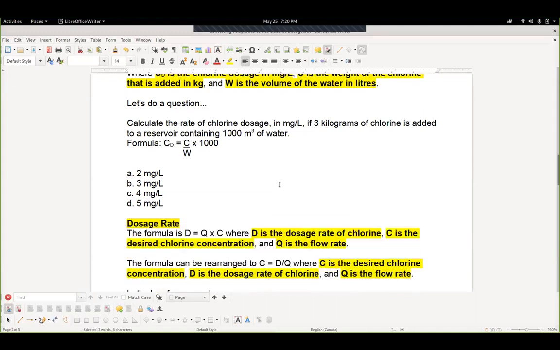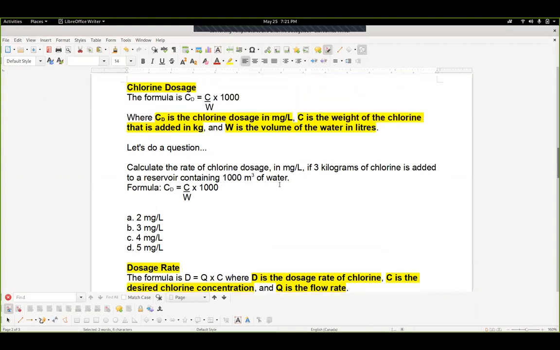So calculate the rate of chlorine dosage in milligrams per liter if 3 kilograms of chlorine is added to a reservoir containing 1,000 cubic meters of water. Now we will need to remember that each cubic meter holds 1,000 liters of water. So what we're going to do is set up the CD. I can't really write that as a subscript, so I'm just going to write that as a lowercase. So CD equals C, which is the weight of the chlorine in kilograms, so 3, divided by W, which is the volume of the water in liters.